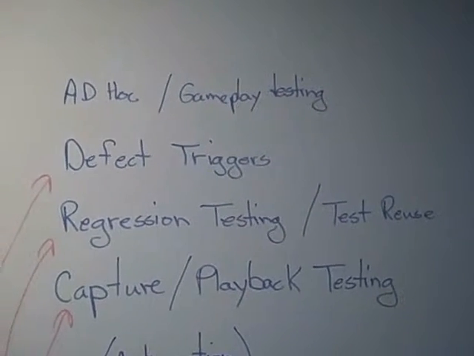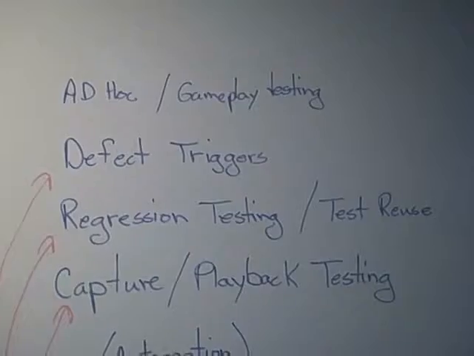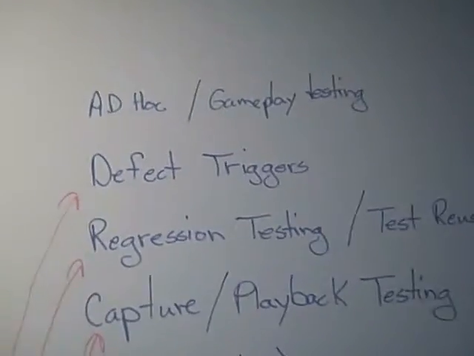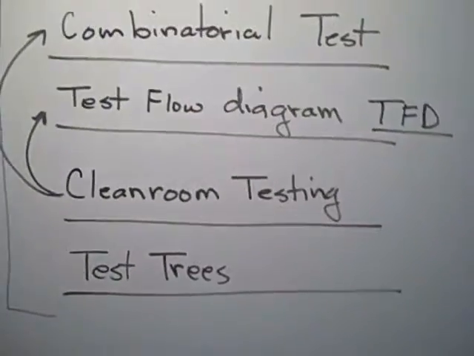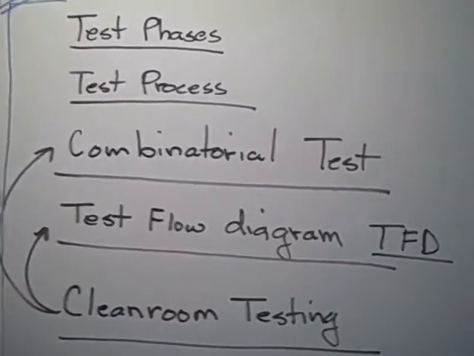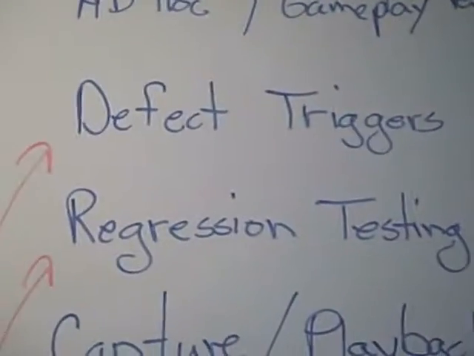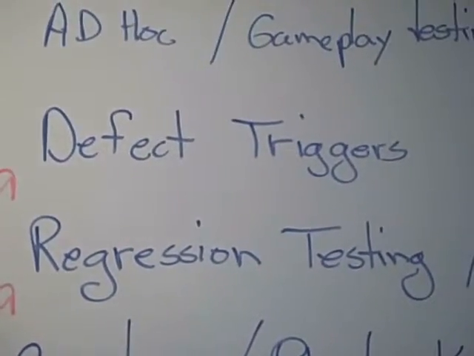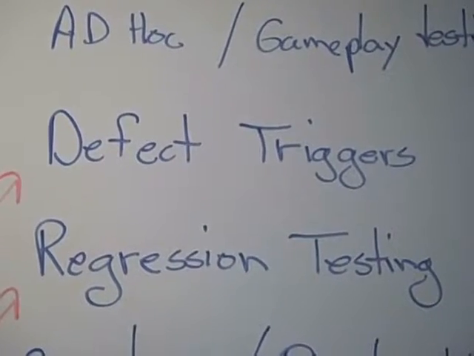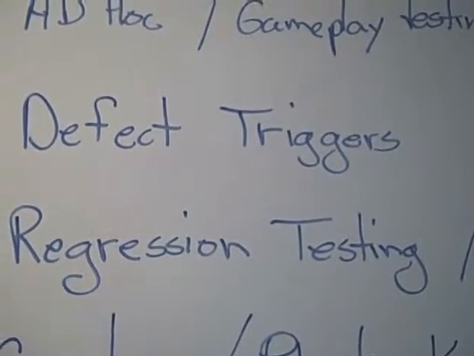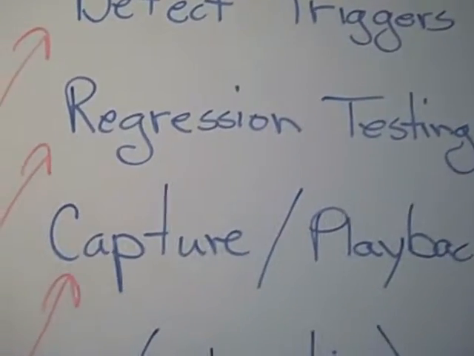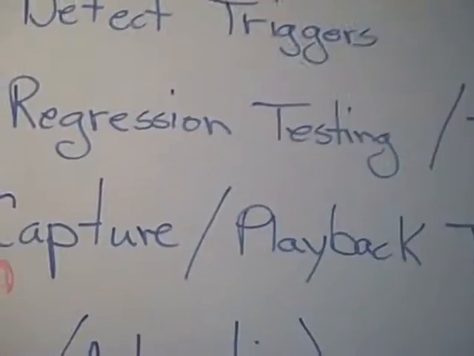So it's key to get an idea of what software you're going to test. So this week, we're going to spend our time reviewing these items and talking about ad hoc gameplay testing. And then next week, we'll talk about actually defect triggers and regression testing. And the following week, capture and playback automation.